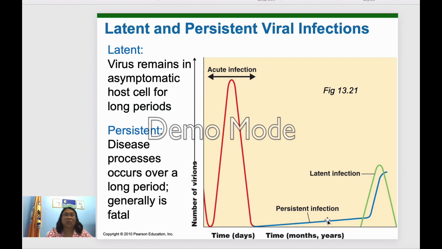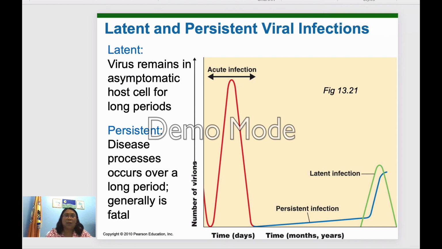So the virus is present but not causing harm to the cell, and later it emerges as a lytic form of infection. Okay, so that's why phages had been extensively studied, because that will also tell us how it is in humans when viruses infect humans. Okay, and then for latent and persistent viral infection.